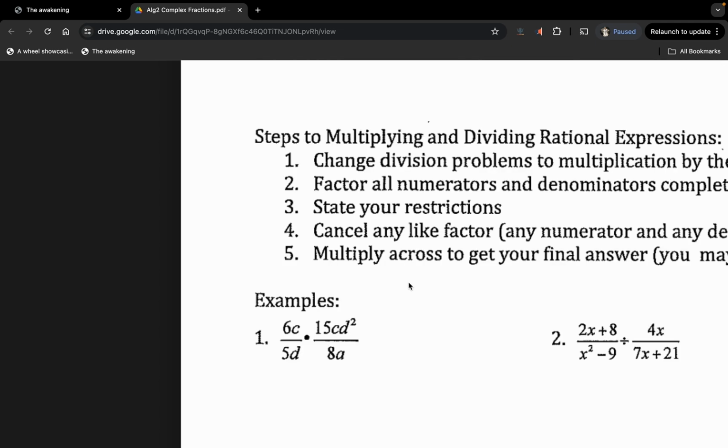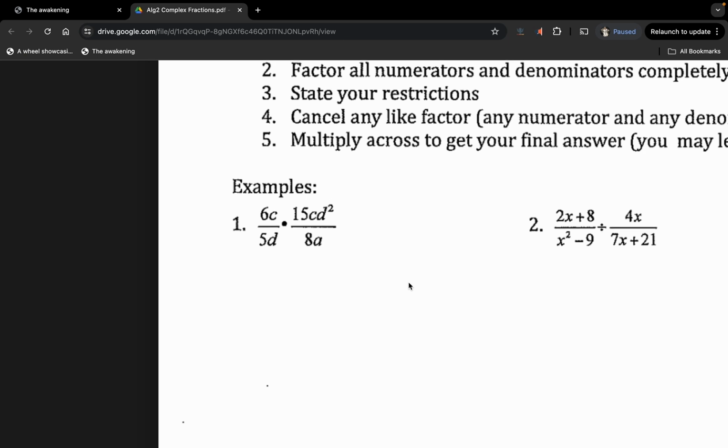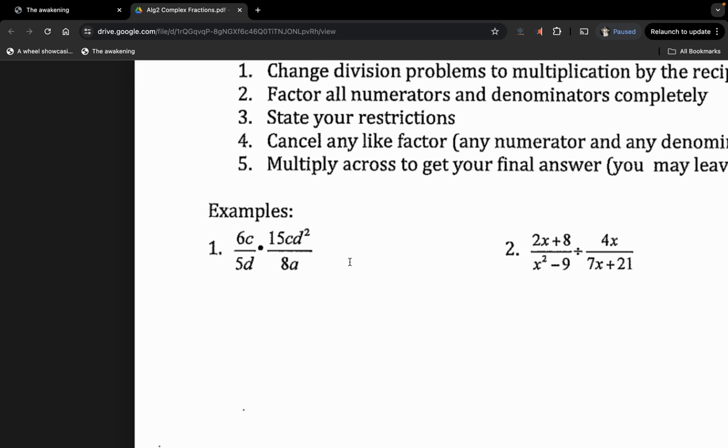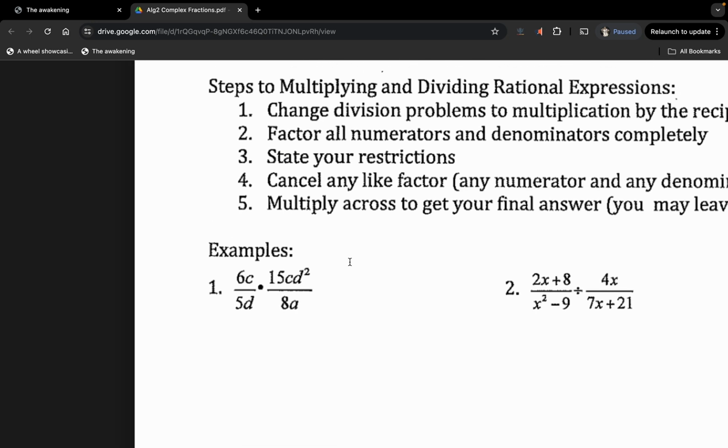Now, these are just the steps as it gives to you. There are different ways of tackling these problems if you're someone that doesn't need to factor, because you can just multiply 6 times 15 and you know what's going to cross out top and bottom, and that's a way to do it too. Your restrictions aren't going to change. It's just going to be D and A cannot equal 0. That's just a way to do it. But following these steps, let's just go ahead and do this first one.